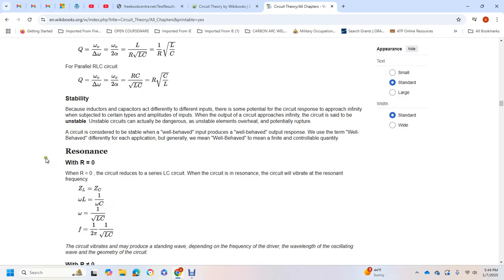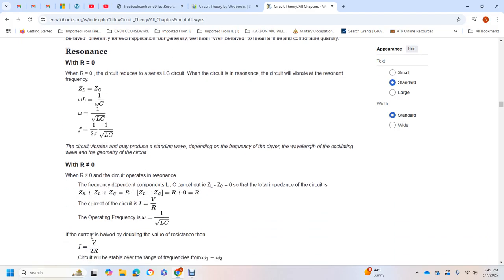And the driving frequency is equal to 1 over 2 times pi times the square root of the inductance times the capacitance. The circuit vibrates and produces a standing wave, depending on the frequency of the drive, the wavelength, and the oscillation wave of the geometry of the circuit.